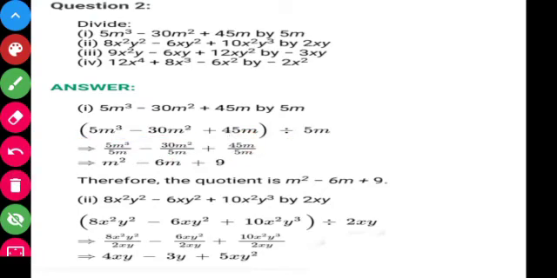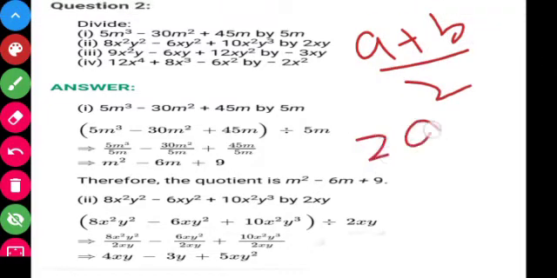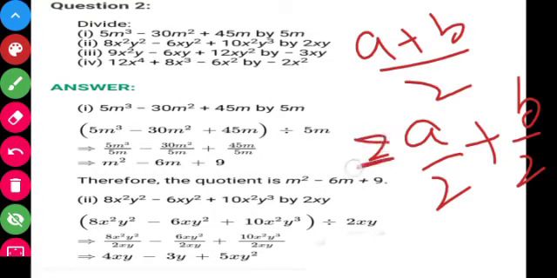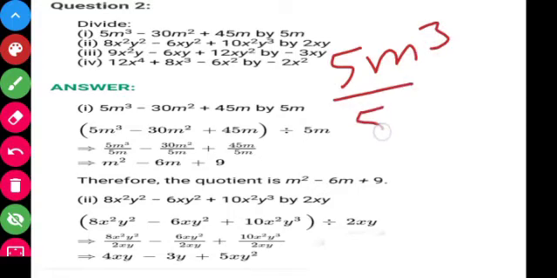Understand? Because like this, if it is a plus b by 2, then you can write a by 2 plus b by 2. So similarly, this whole by 5m can be written as 5m cube upon 5m, 30m square upon 5m, and 45m upon 5m.